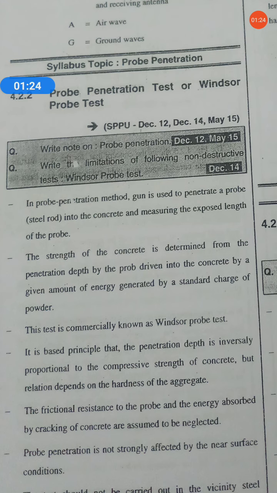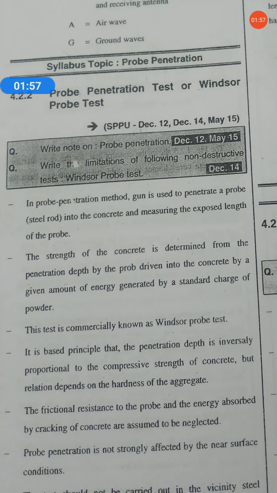So how much length of that probe goes inside the concrete, or how much is exposed, you have to measure the exposed length of the steel rod. The strength of the concrete is determined from the penetration depth of the probe driven into the concrete by a given amount of energy generated by a standard charge of powder.